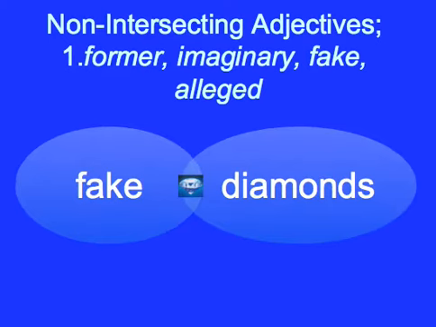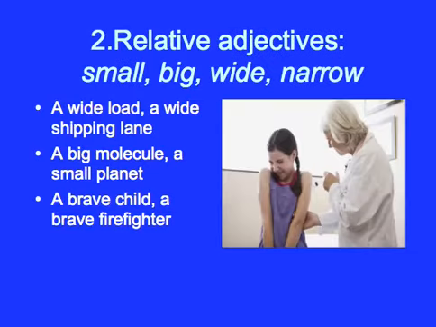Contrast that with what we call non-intersecting adjectives. Some examples of non-intersecting adjectives are former, imaginary, fake, and alleged. You can create a set of things which are fake, and there's certainly a set of things which are diamonds. But when you talk about fake diamonds, they're of course no longer diamonds, so they can't be in the part called diamonds. But of course, they can be in the part called fake. So in that sense, they're not intersecting. Balls can be red, so we can have red balls, and therefore that intersects. But fake diamonds are not part of diamonds, so they can't intersect. Got it?